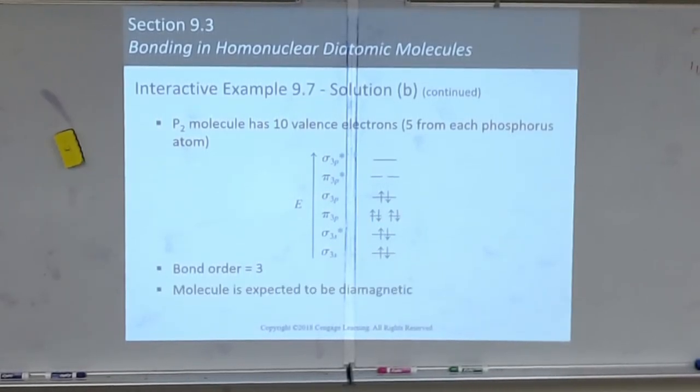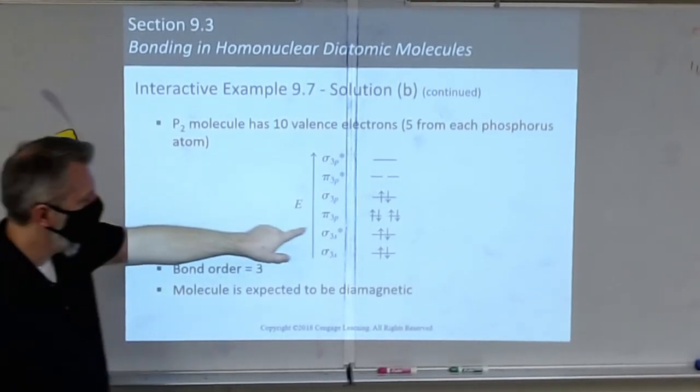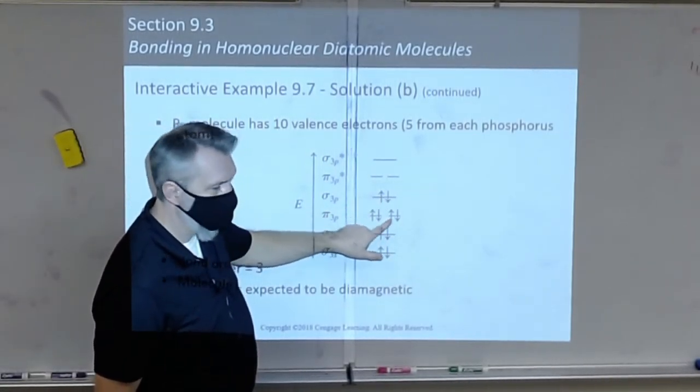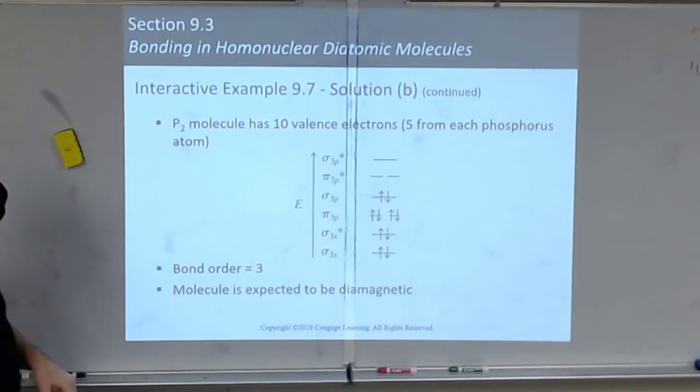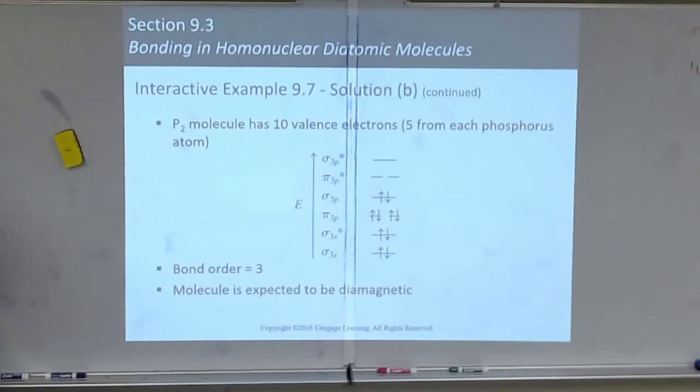Bond order is 3. Oh yeah, I forgot to do that. It's supposed to be diamagnetic, because all the electrons are paired. I don't have anybody empty. Everybody's got a buddy. If one of them's empty, that's the pair. Paramagnetic, yeah.